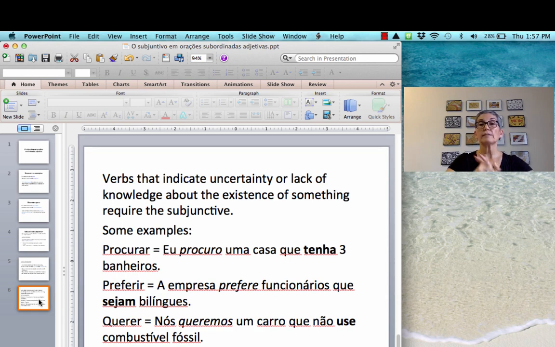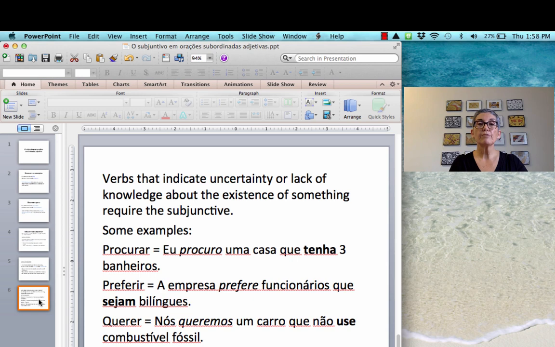Some examples are the verb procurar. So every time you use procurar, it's because you don't know if this exists or not. Okay, so you're looking for something and you don't know if it exists or not. So you have to use the subjunctive. So look at the example. Eu procuro uma casa que tenha 3 banheiros. So you're looking for a house that has 3 bathrooms, but you don't know if it exists or not, ok? Preferir. A empresa prefere funcionários que sejam bilíngues.